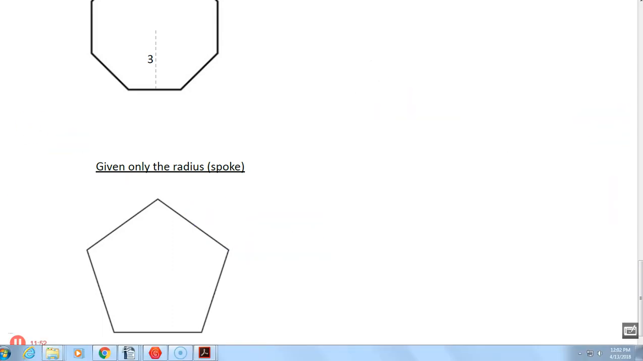Whenever I use the word spoke, it goes from here to the corner. So that's the spoke. This is the apothem. All right, so make sure that you don't take the apothem to the wrong spot.